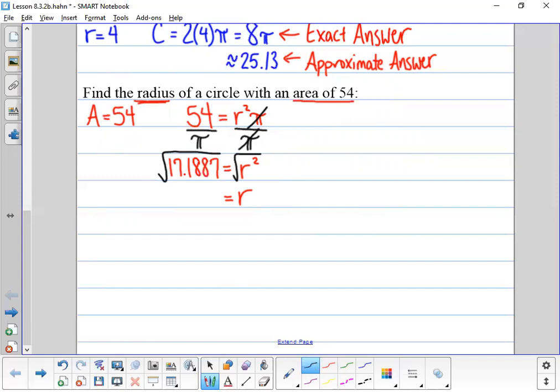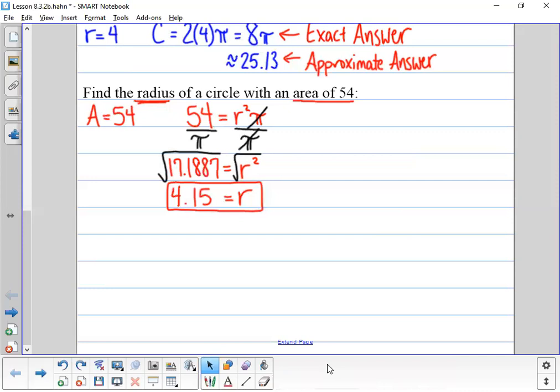So now in my calculator, I'm going to square root what I had gotten before, which was 17.1887. Except in my calculator, I didn't enter the rounded number. I just pulled the answer down to make it kind of a more exact answer. And I get 4.1459. So I'm going to round it to the hundredth. So since it's a 5, I got to round it up. So 4.15 equals r. So that means my radius of this circle that has an area of 54 would have a radius of 4.15.